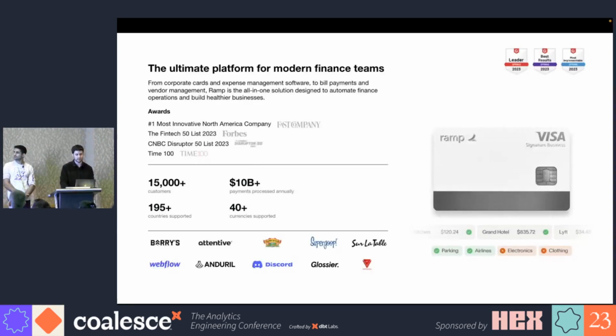Ramp is a finance automation platform. What that means is it provides finance teams with visibility, flexibility, and control about how companies are spending their money, while at the same time reducing undue friction and effort through automation and integration with accounting providers like NetSuite, et cetera. We have a few products like Ramp Cards, Ramp Bill Pay. We also just introduced a new vendor management solution.